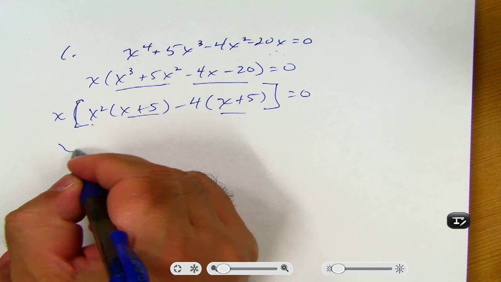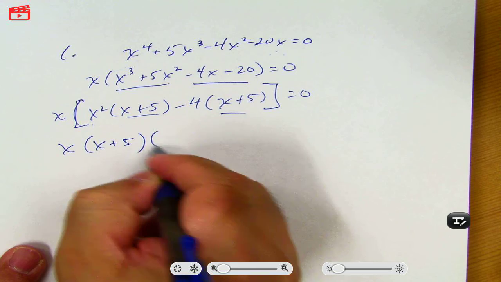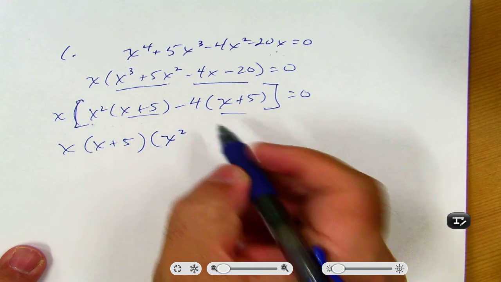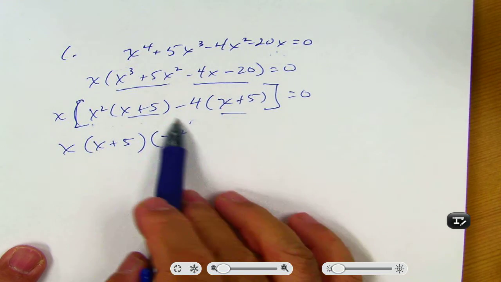Now there's a common factor of x plus 5. So I'm going to take that out. So it's x times x plus 5. When you take x plus 5 out of here, it's going to leave me x squared. When I take x plus 5 out of here, it's going to leave me negative 4.